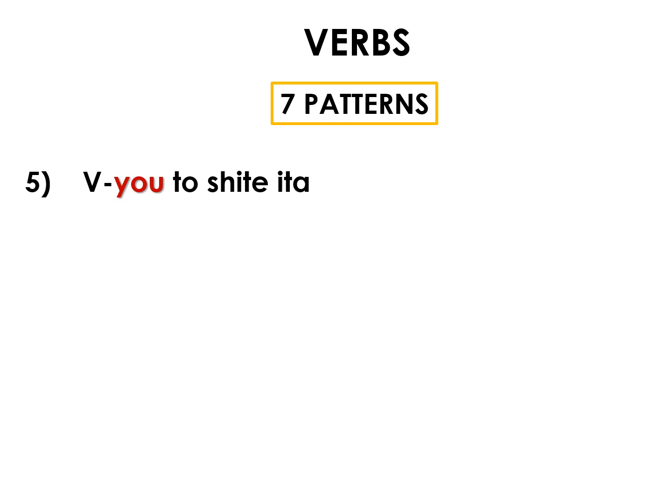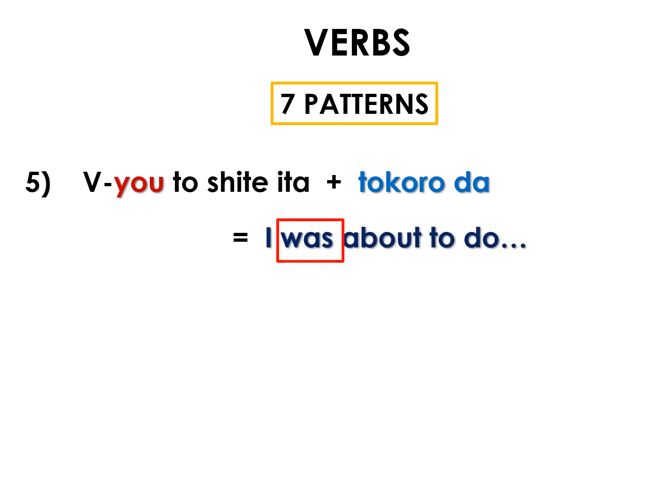We have the pattern yo to shite-ita plus tokoro da. Yo to shite-ita tokoro da means I was about to do the action. Emphasis on the was here, past tense. The yo part is the plain volitional form, and you can review how to make the plain volitional in lesson 34 on invitations. So yo to shite-ita tokoro da means I was about to do.